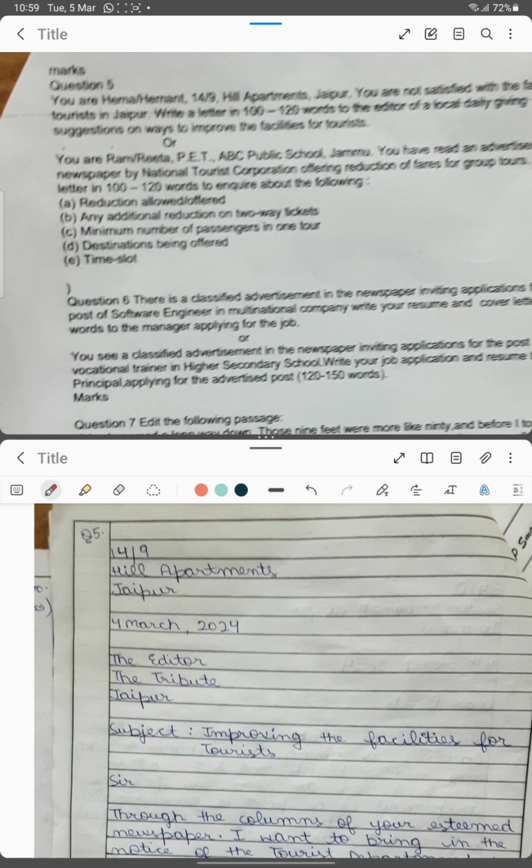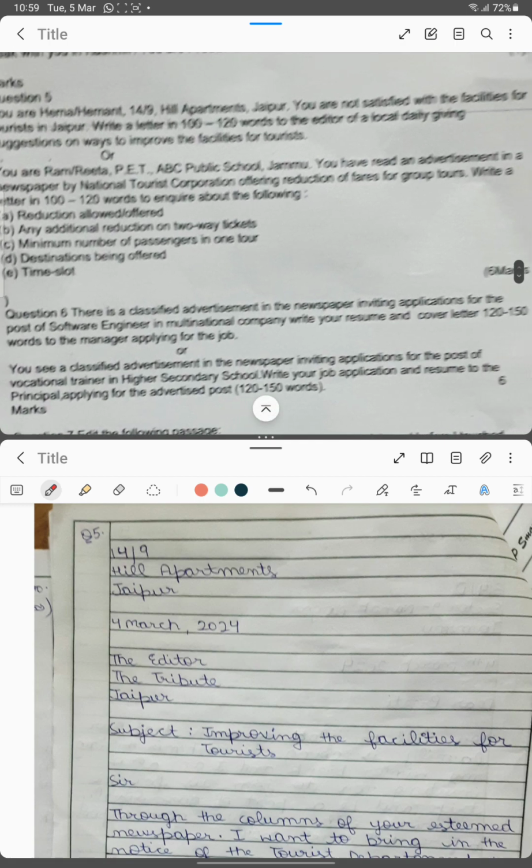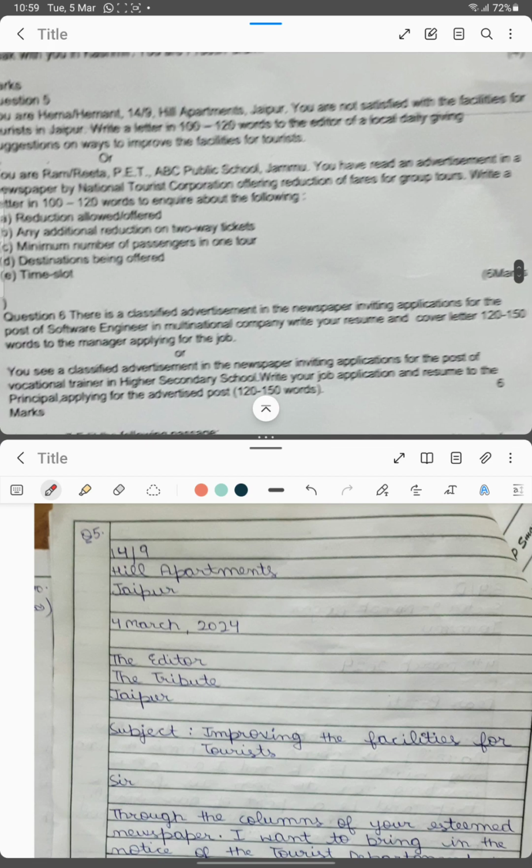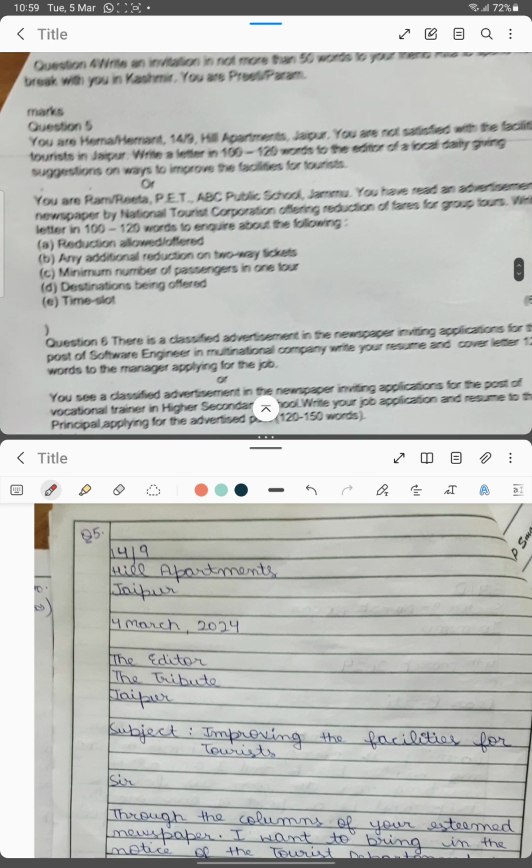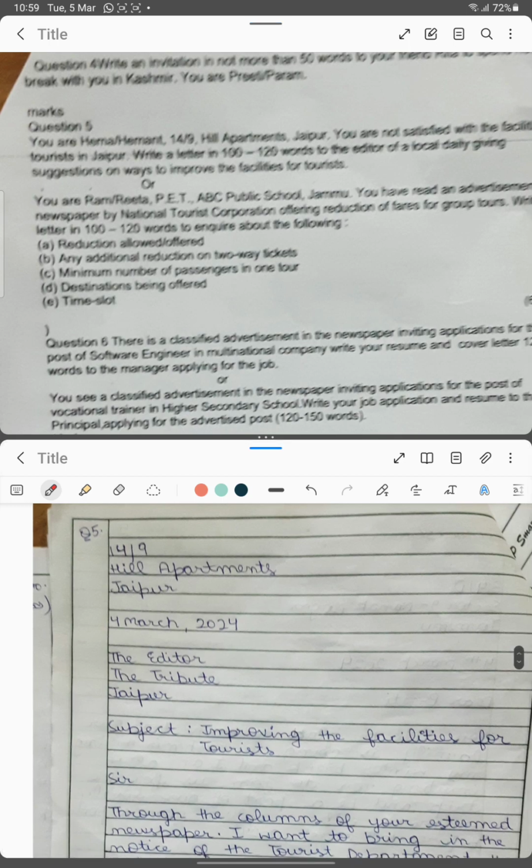You are Ram Rita, PG group tours. This one. You are Herman, Hill Apartments, Jaipur, and you are not satisfied with the facilities of the tourists in Jaipur. You have to write a letter to the editor of a newspaper highlighting the same, that how and why they need to improve, why the government needs to improve the tourist destinations, the facilities for the tourists.